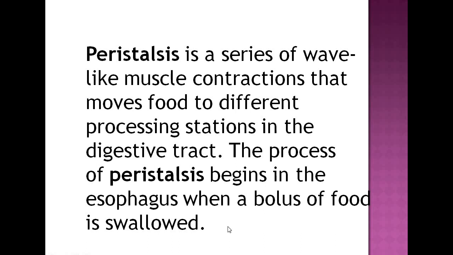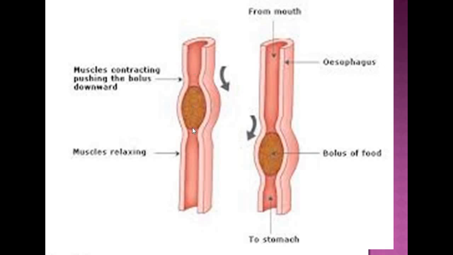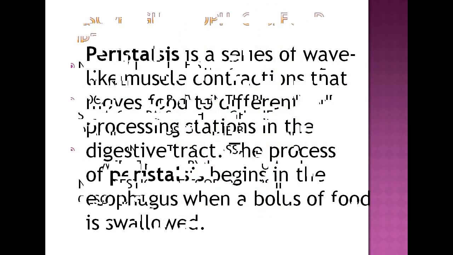The process of peristalsis begins in the esophagus when a bolus of food is swallowed. So here this is the longitudinal section of the esophagus. The muscle is contracting, so the bolus gets pushed from this portion to this portion, and then again the muscle gets relaxed. So peristalsis is a wave of continuous contraction and relaxation which helps in the passage of bolus through the esophagus. So this is all for today.